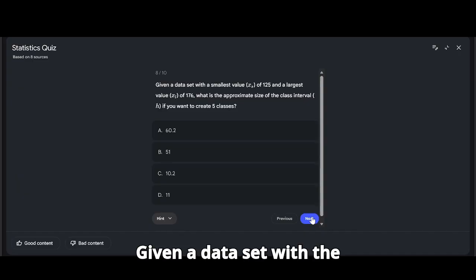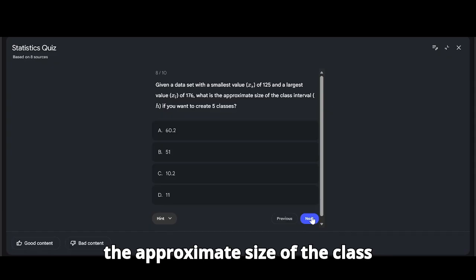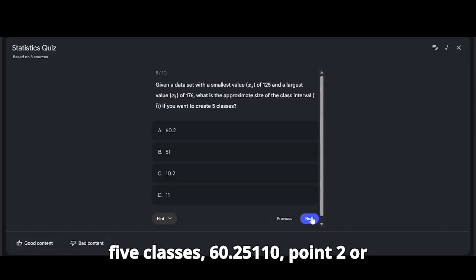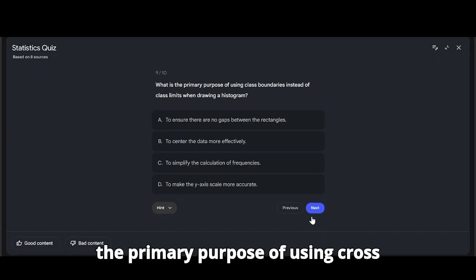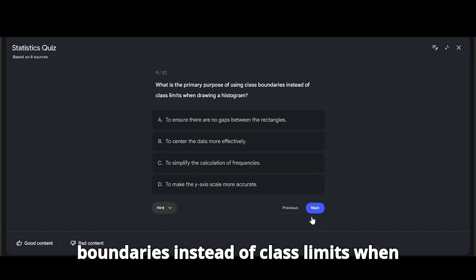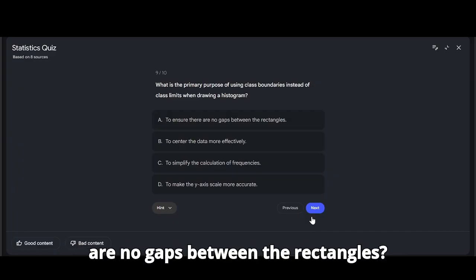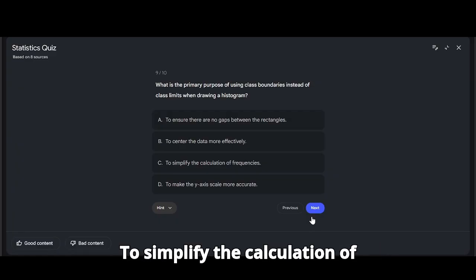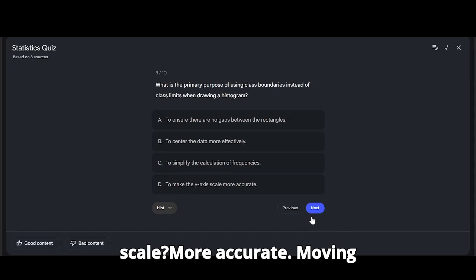Given a data set with a smallest value of 125 and a largest value of 176, what is the approximate size of the class interval if you want to create 5 classes? 60.2, 51, 10.2, or 11? What is the primary purpose of using class boundaries instead of class limits when drawing a histogram? To ensure there are no gaps between the rectangles, to center the data more effectively, to simplify the calculation of frequencies, or to make the y-axis scale more accurate.